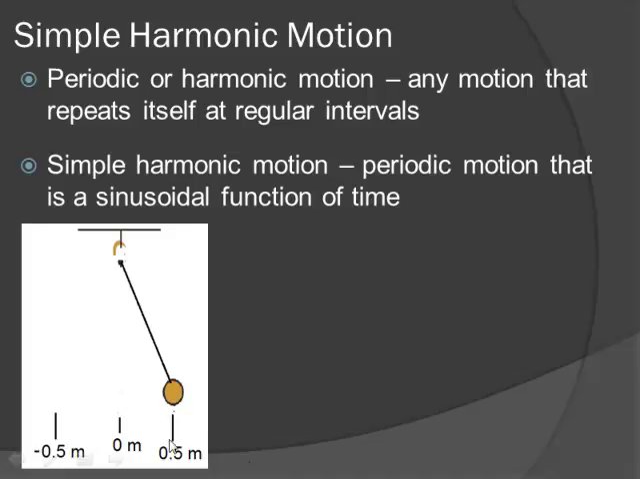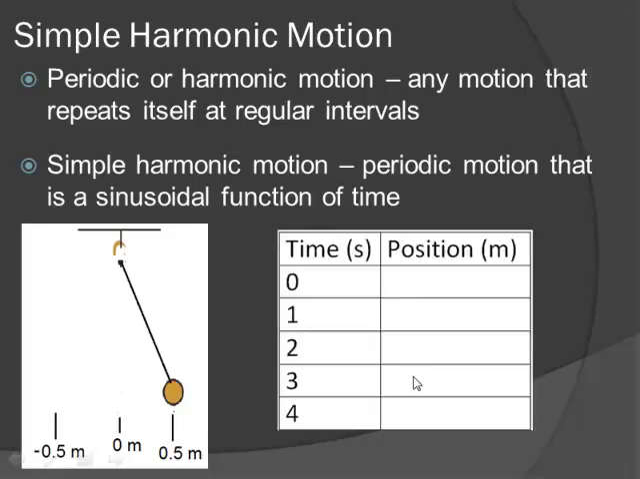Now what we want to do in this video is figure out how back and forth motion like this can be represented by a function. So let's gather some data that will hopefully help us see where we need to go. This is a picture of a pendulum, and at time 0, this pendulum is at position 0.5 meters. So let's record that data.